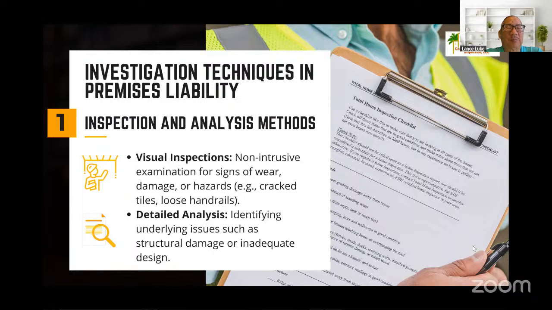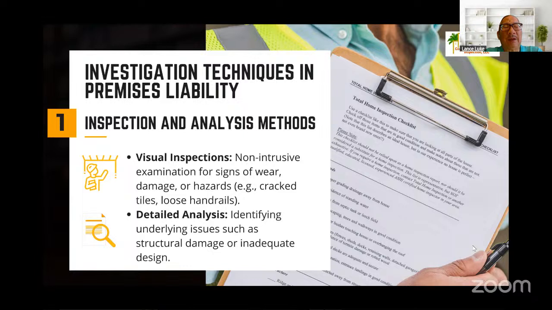What did the building do? Did they just do nothing? Or maybe the building personnel were the ones that called 911 emergency. We've got to get all the information on what led to the accident and what happened after the accident. So the visual inspection is a non-intrusive examination for signs of wear, damage, and hazards, for example cracked floor tiles, a loose handrailing, things like that.